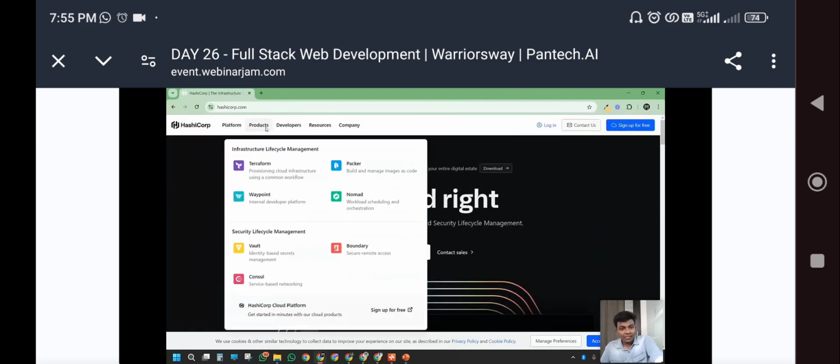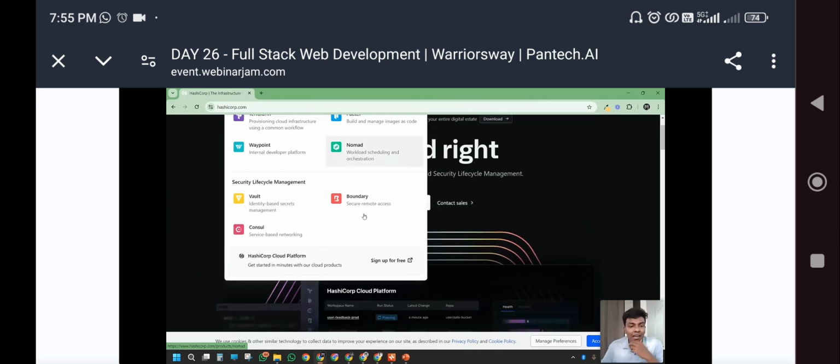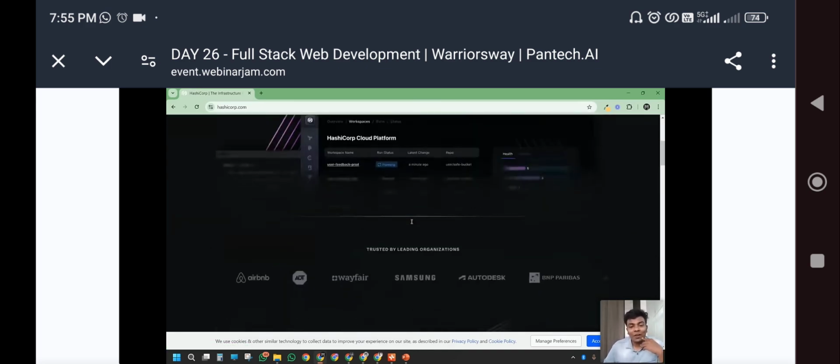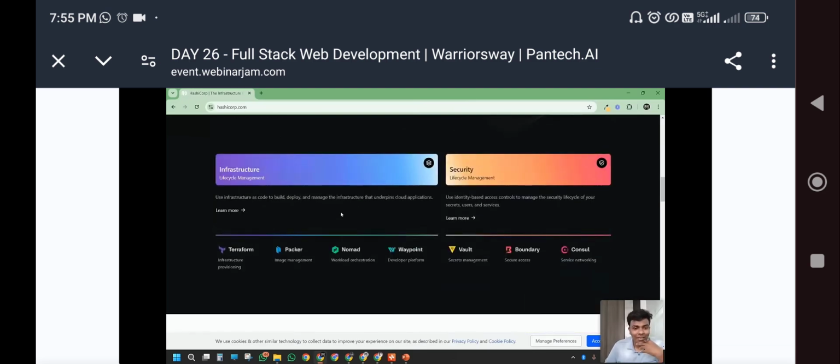So while talking about the products, you can see infrastructure. For infrastructure lifecycle management, there are tools like Terraform. Terraform is also popular; I hope you might have heard about it. It provisions cloud infrastructure using a common workflow. Packer builds and manages images as code. Waypoint is an internal developer platform. Nomad is workflow scheduling and orchestration. And for security lifecycle management, there is Vault, which we have covered just now, Consul, which is service-based networking, and Boundary. So likewise, it has a lot of things. Go and just read these docs, guys.